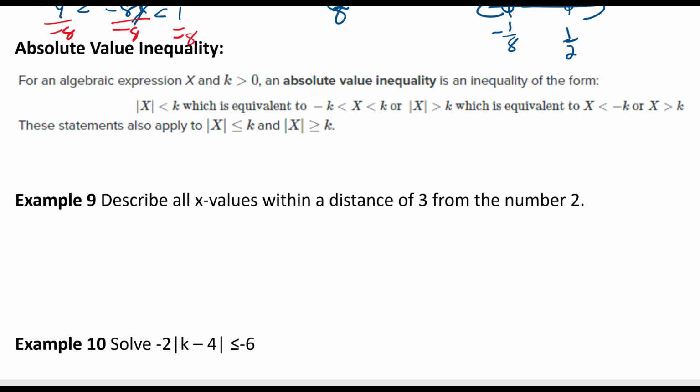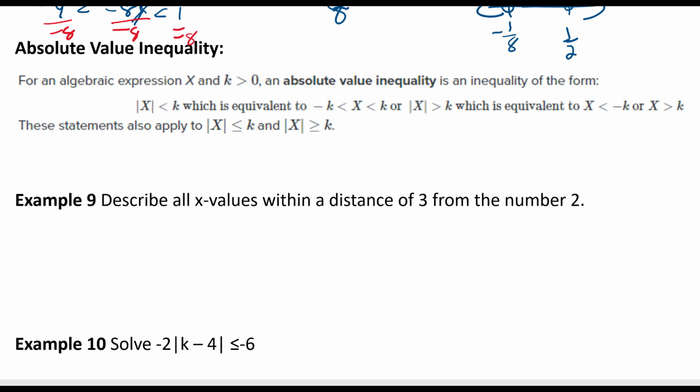Okay, let's look at absolute value inequalities. So for an algebraic expression, x, and k greater than 0, an absolute value inequality is an inequality of the form absolute value of x, see that's a big X, so it could represent an expression, for example, is less than k, which is equivalent to negative k is less than x less than k.